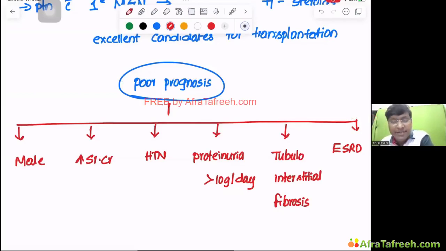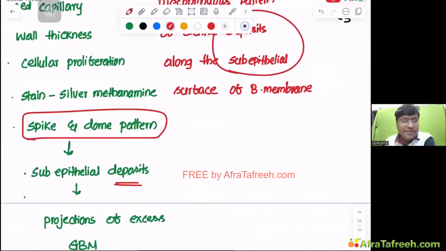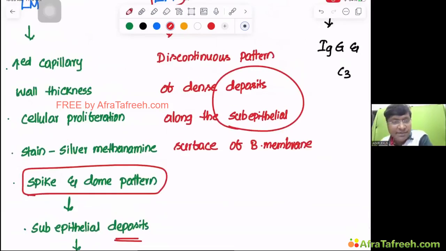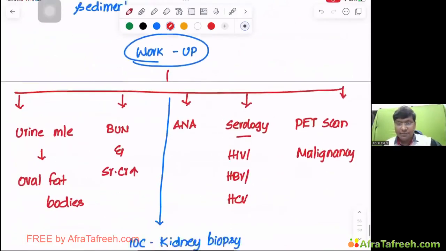Then you take membranous glomerulonephritis. In the light microscopy, the stain that we use is methenamine silver stain, and you have this characteristic spike and dome pattern. In the electron microscopy, you will notice the presence of subepithelial deposits. And in fluorescent microscopy, you have the presence of IgG and C3. So this was the biopsy picture. Biopsy is very, very important.